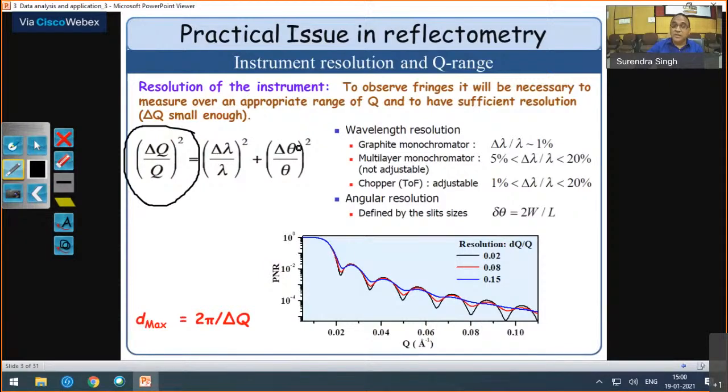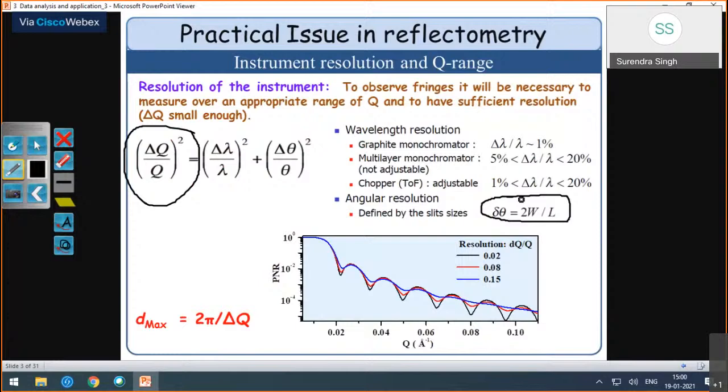Then delta theta by theta is called the angular resolution, and it comes from, as written here, the slit width and the collimator we use. As I said, we have a neutron absorbing material to make the collimation. This is a major contribution in case of reflectometry.